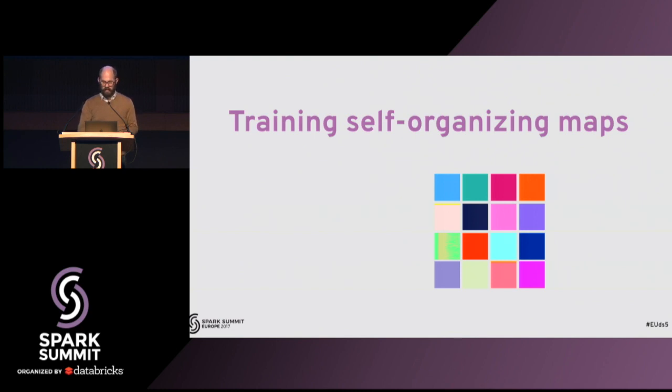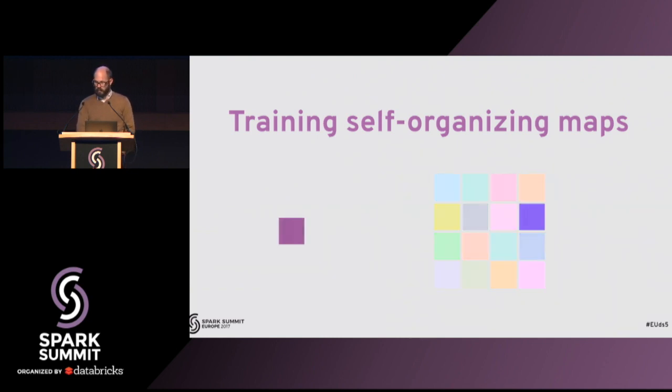In this case, we're using a random map, but it doesn't have to be random. And then we repeatedly consider the examples in our training set. When we see an example, we identify the entry in the map closest to it, which we call the best matching unit. We then update the map to bring the area around the best matching unit closer to the example.